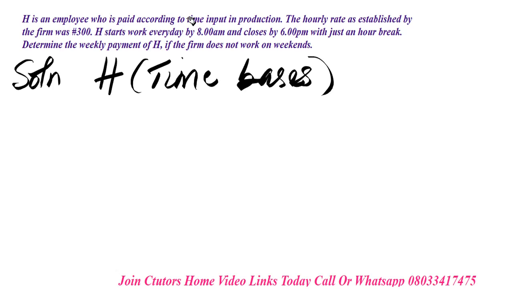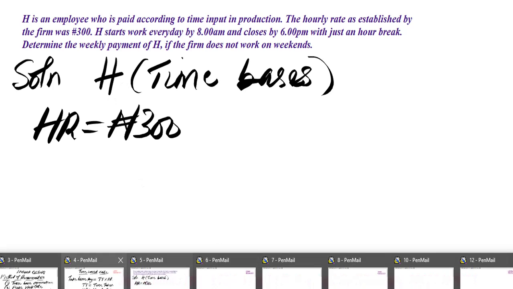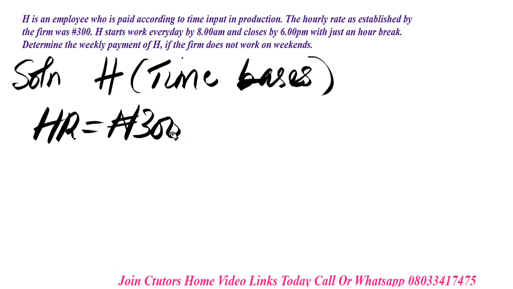H is an employee who is on time basis. The hourly rate is 300 naira, so we have HR in this question to be 300. This one is given openly in the question without any hidden agenda. The HR, hourly rate, which is always established by the firm, is given to us here. So hourly rate is 300.